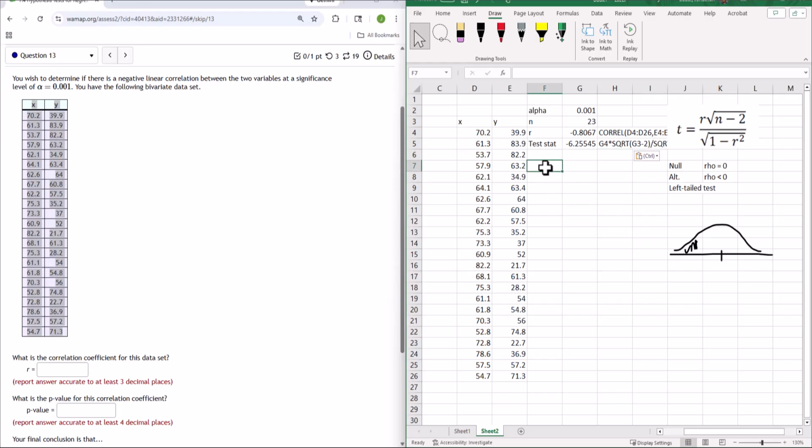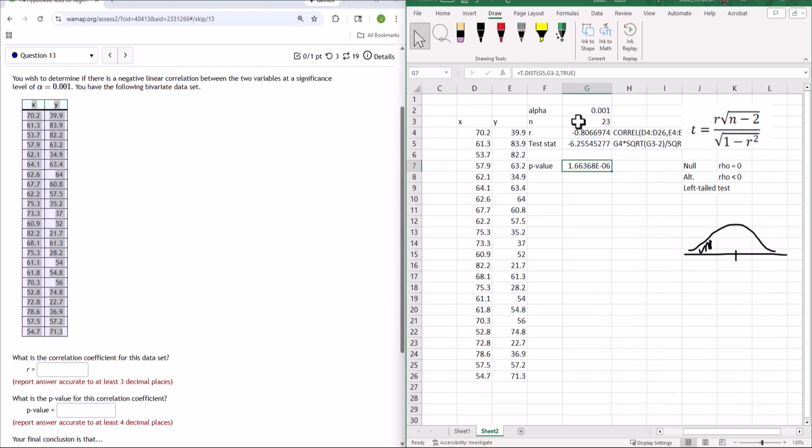So my picture is a little bit off, and the negative 6 would be probably way over here. So I'm looking to find the p-value. And since this is a left-tailed test, I need to use the equal sign, T.DIST, and I use the test statistic. The degrees of freedom is n minus 2, and then true, and we get this little value here. Remember, this means 1.6636 times 10 to the negative sixth. So that's 0, I've got 5 zeros and then a 1 6.